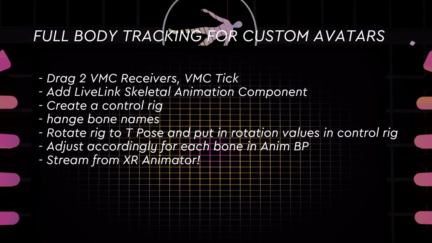And then this takes a bit of time maybe, but you'll be rotating the rig to T-pose and making note of the changes in the rotation values in each bone, adjusting these in your animation blueprint and control rig, and there you go. So it's quite manual, but let's just go straight into it and see how we can make this happen.